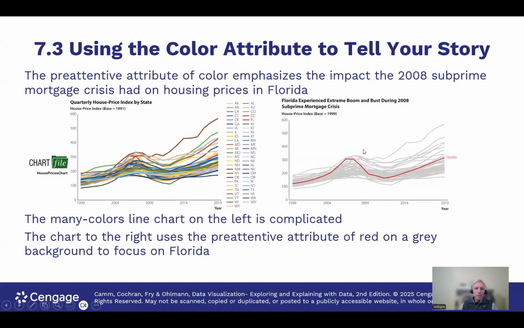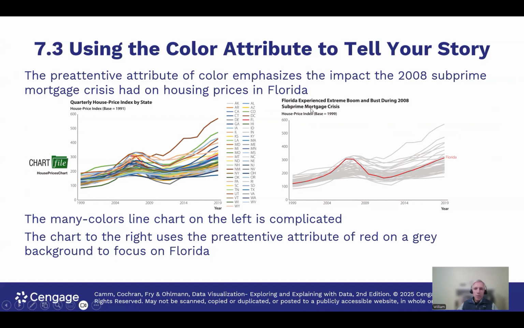As we talked about in the week we talked about color. Color is a really powerful attribute in charting, and you can use color very effectively to tell your story. So the pre-attentive attribute of color helps people to just pick out something right away. So this is about the impact of the 2008 subprime mortgage crisis and its effect on housing prices in Florida. And so I could have put up this chart. And if you really wanted to know about Florida, you'd come down here and find Florida and memorize its color and then try to find it in this spaghetti of colors. That's not going to be effective. I want to emphasize Florida.